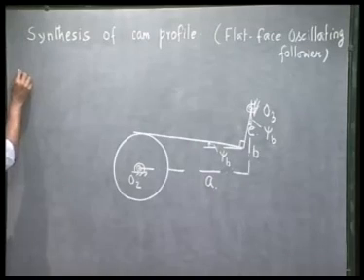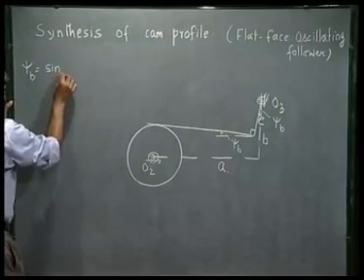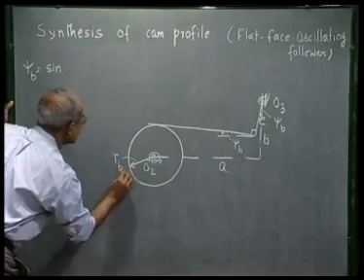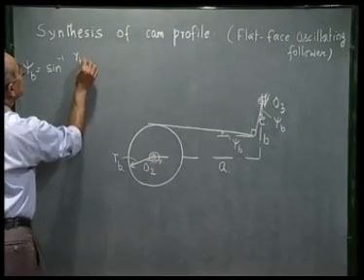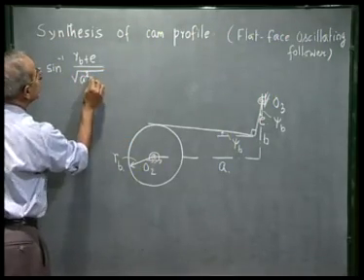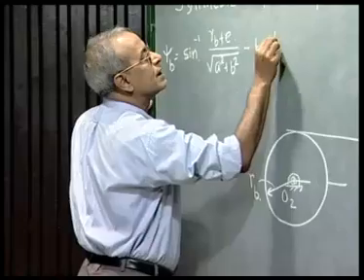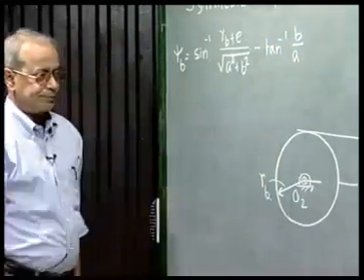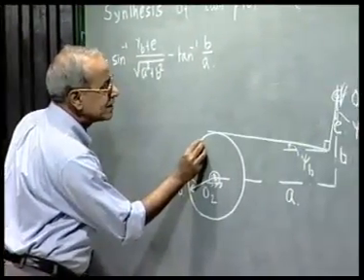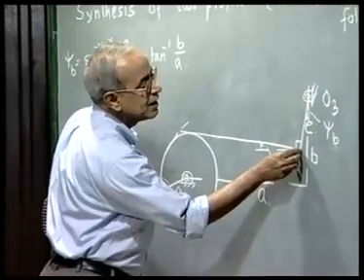In our last lecture, we got an expression for this psi B, which was sine inverse of (base circle radius RB plus E) divided by the distance O2 O3, which is nothing but square root of A square plus B square, minus tan inverse B by A. Now, when the cam rotates from this position by an angle theta, let the follower rotate by an angle delta theta.